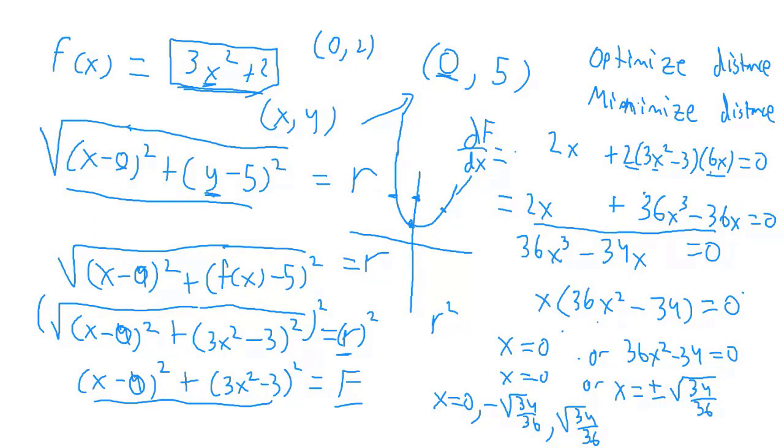So I believe we get 3 times root 34 over 36, 34 over 12, like 58 over 12. And the same thing, so I'll just put plus or minus. And if you calculate your distances, I think you should find that all of these are distance 3 from the point 0 comma 5.